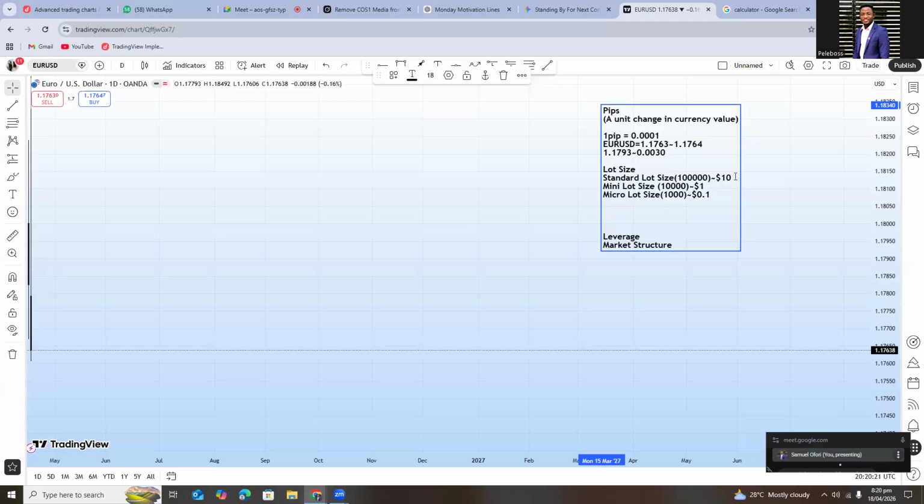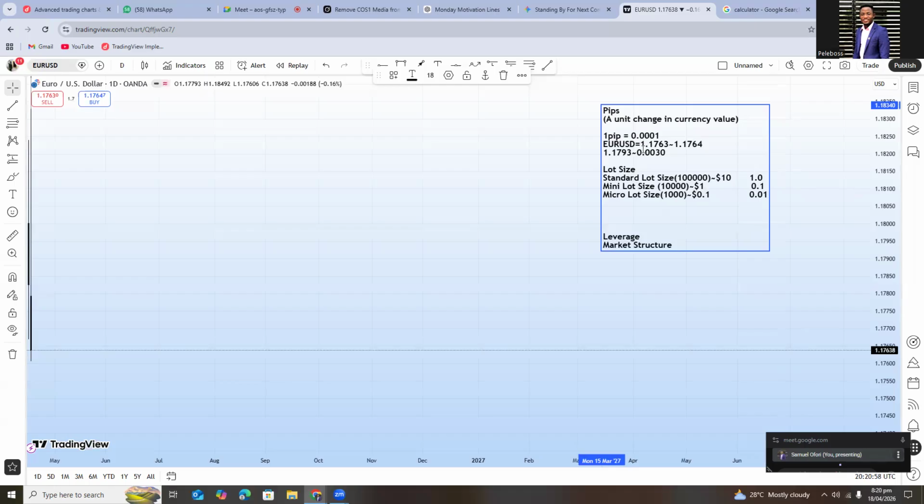Dollar. And this is so the standard lot size, we mean that the person is trading with 1.0 lot size. Okay, the person is trading with 1.0 lot size. And with the mini lot size, we are saying that the person is trading with 0.1 lot size, whilst the micro, the person is trading with 0.01 lot size.